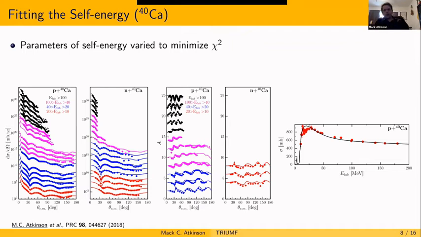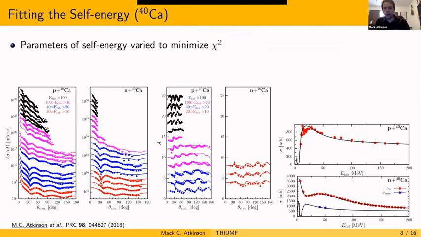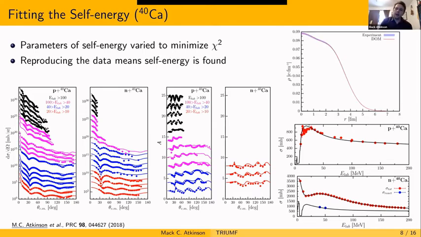Also included in the fit is a proton reaction cross section, as well as neutron total cross sections. So everything I'm showing so far is scattering observables in the positive energy domain. So we also fit negative energy observables, such as the charge density here. So you can see after reproducing all of this data, we can feel pretty confident that a calcium-40 self-energy is found that is suitable to describe various interesting aspects of the nucleus.